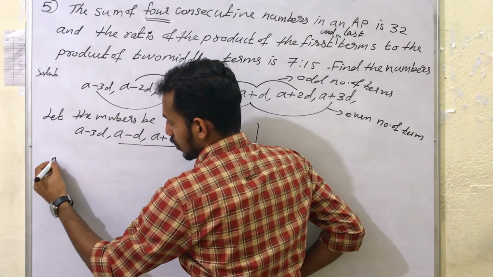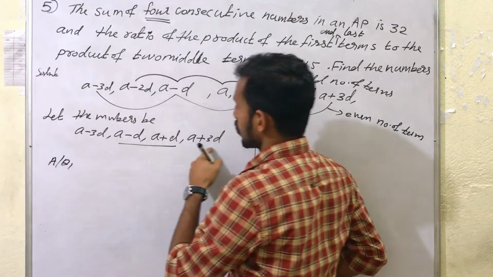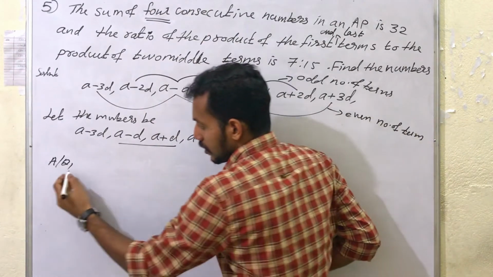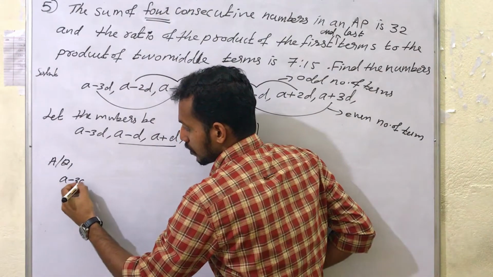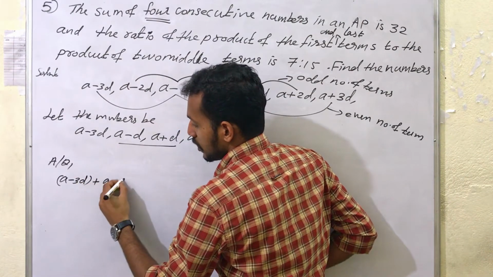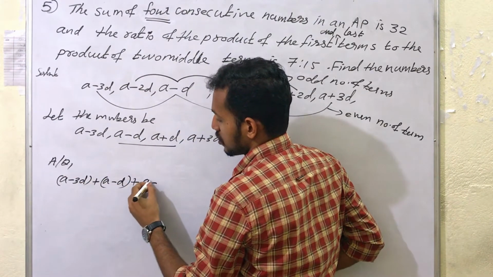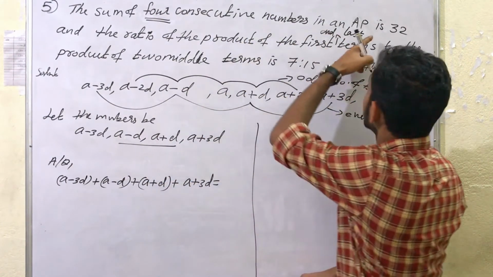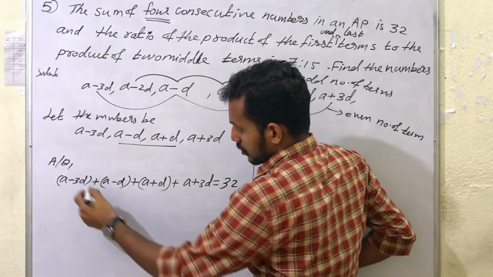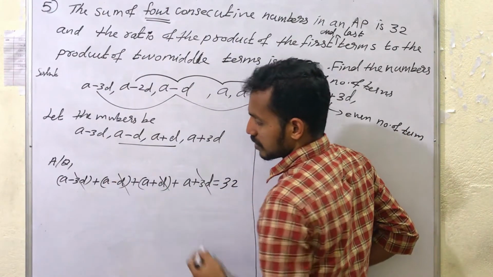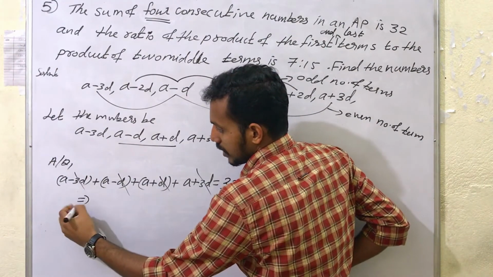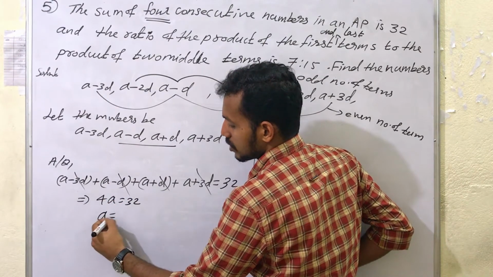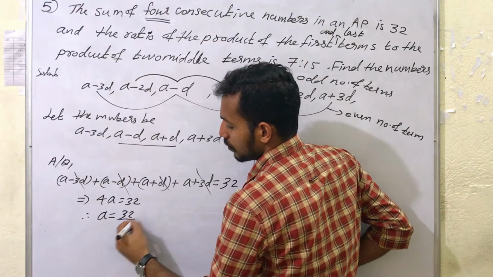So, according to the first condition, the sum of these consecutive terms, because now we are assigning them as consecutive terms: a minus 3d plus a minus d plus a plus d plus a plus 3d is equal to 32. So, a minus 3d and plus 3d cancel, minus d and plus d cancel. That implies a plus a plus a plus a, which is 4a, is equal to 32. a is equal to 32 by 4, which is equal to 8.